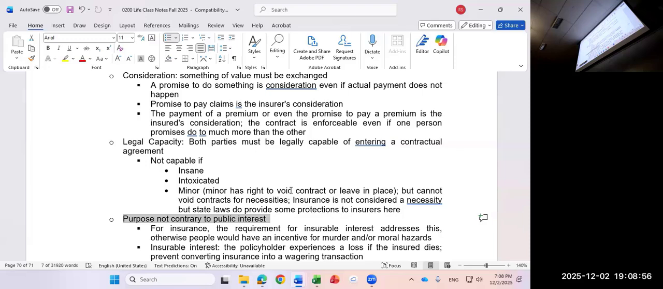Some people question insurance because you buy insurance on someone's life. Are you encouraging that person to commit murder? And the insurance company says, no, we require insurable interest. We want to make sure the person wants the person alive.